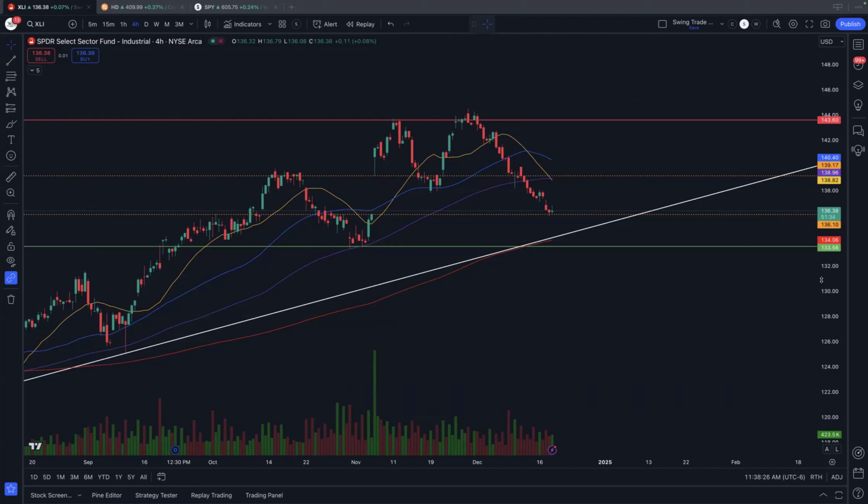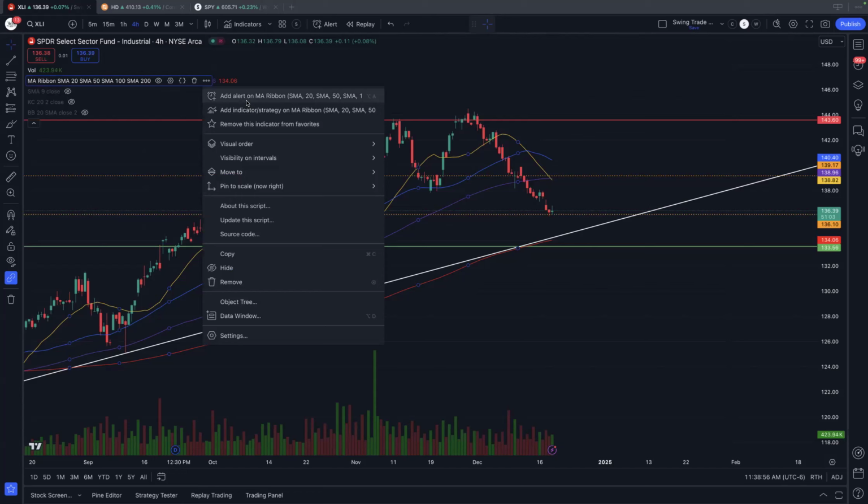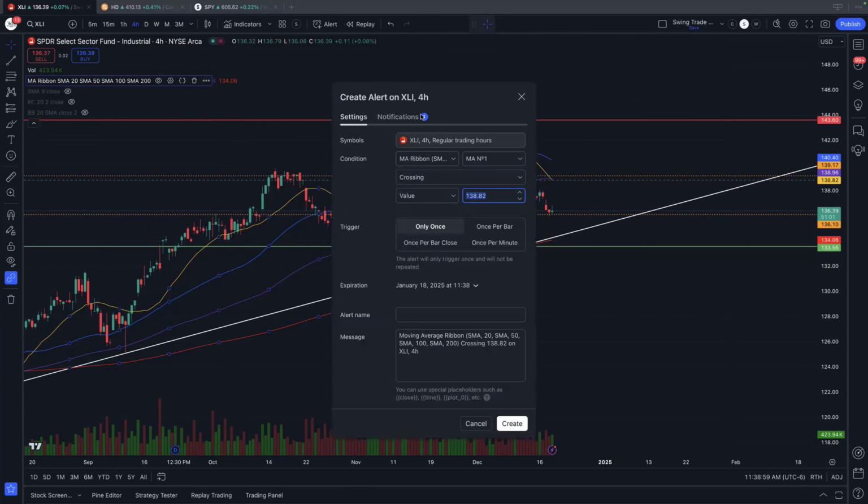Do I want to trade this space from 136.38 to 134, knowing that the spread is usually wide on the industrial sector? No. Do I want to have an alert set down there so that I know when it hits that? Because then I'm going to get into a swing trade back to 143. Yes, absolutely. So what can we do to be prepared so that we're not just sitting here watching it? There's this really cool thing you can do. When you pull up the indicator box, you come on over here, you click these 3 dots, and then you say, I want to add an alert on the moving average ribbon.